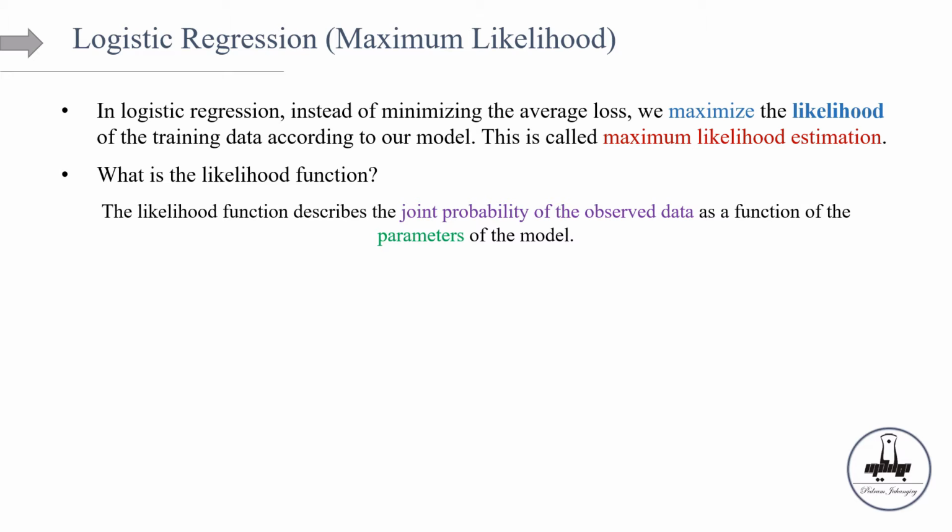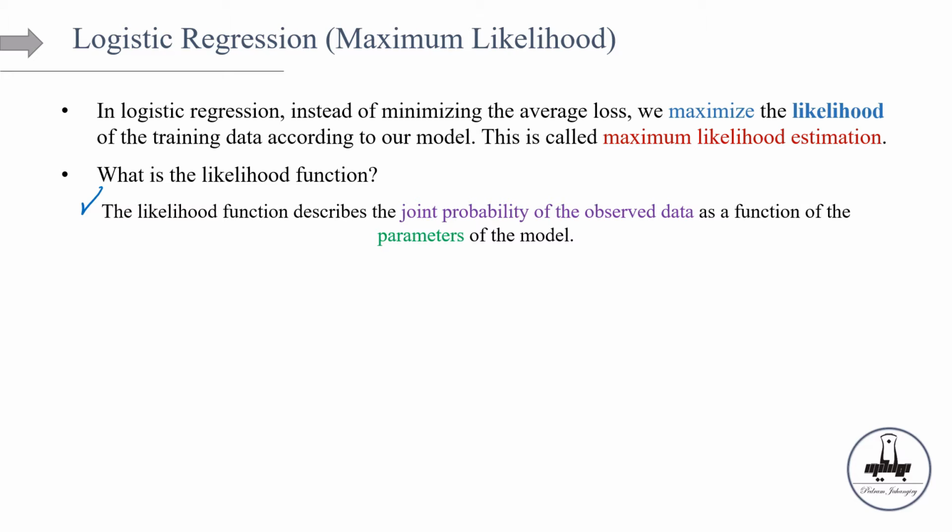The likelihood function basically describes the joint probability of the observed data as a function of the parameters of the model. In simple words, it basically says: what's the probability that the data is coming from this specific model that you're investigating, right? Now let's look at some examples and see how the MLE is adjusting the parameters to maximize the likelihood function.